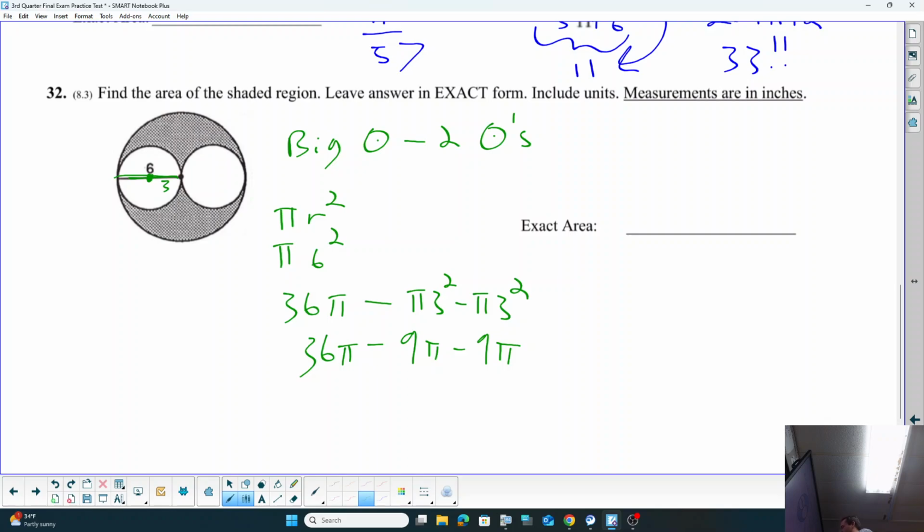So 36 minus 9 is 27, minus 9 more is 18. So the exact area should be 18 pi, minusing off our 2 circles, because that's 3 pi squared. So 3 squared is 9 pi. Yep, minus those off. Okay, nice.